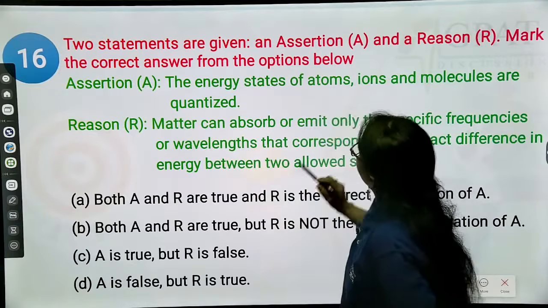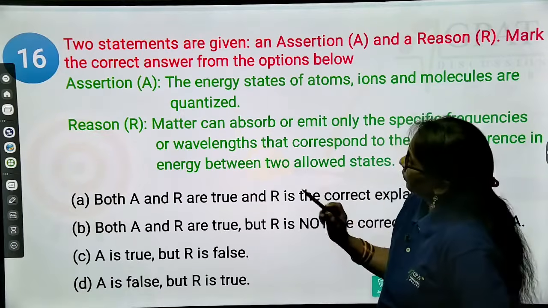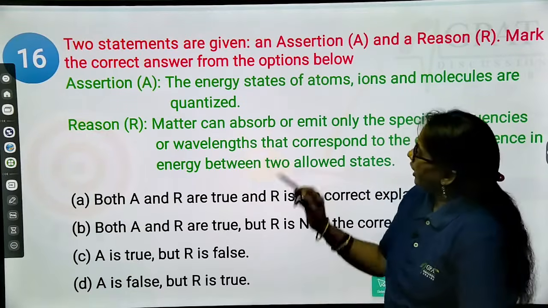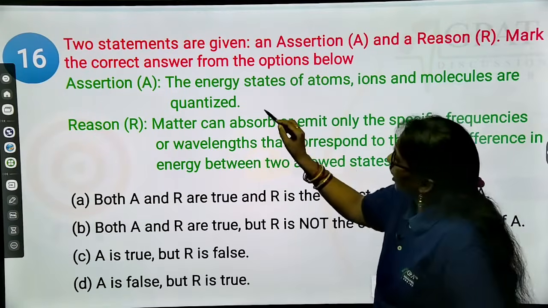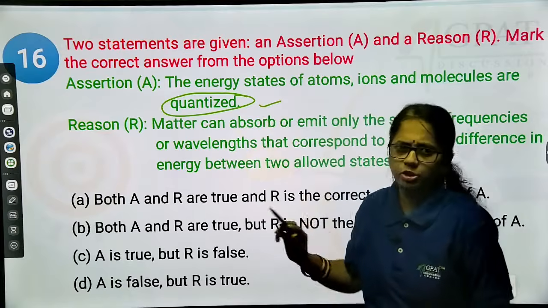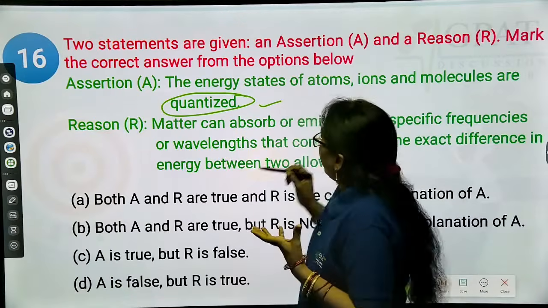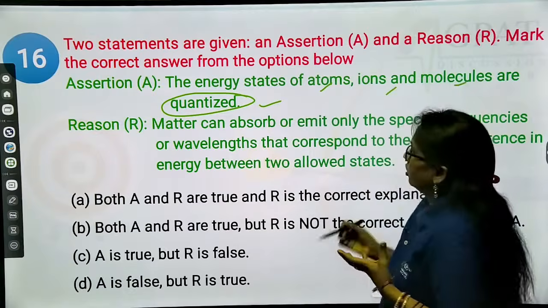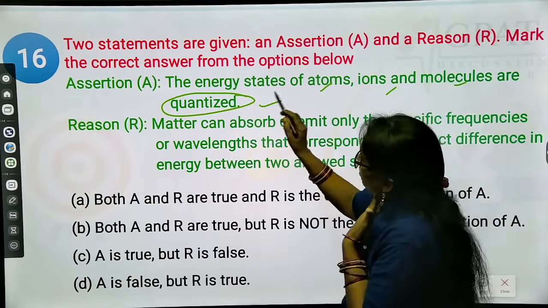So this is an assertion and reason statement, mark the correct answer from the options below. What is the assertion here? The energy states of the atoms, ions and molecules are quantized. Definitely these are going to be quantized, at the atomic level, ionic level and molecule level. Every state, the energy is going to be quantized.